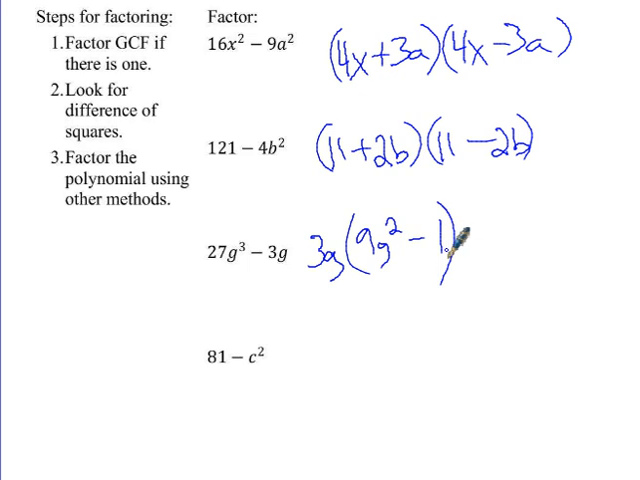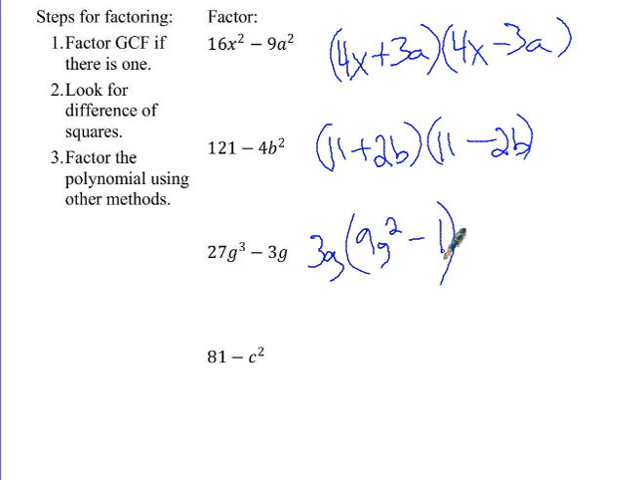Take a look. How many terms are here? 2. We're subtracting them, right? So this pattern could be there. Is this a perfect square? Is this a perfect square? Is there a number times itself that gives you 1? 1 times 1 is 1. So is this the difference of 2 squares? Yeah, so we can factor it.